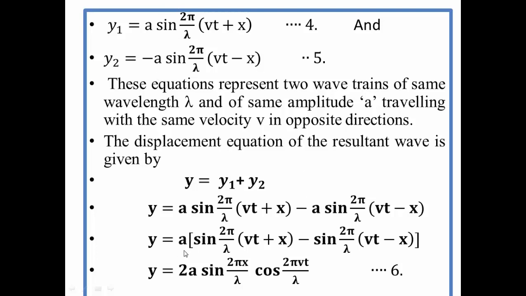So you take A common: sin twice pi by lambda (Vt plus x) minus sin twice pi by lambda (Vt minus x). This is a simple trigonometric formula that you can get. This is equal to 2A sin (twice pi x by lambda) into cos (twice pi Vt by lambda). This formula you can also get from the log table.